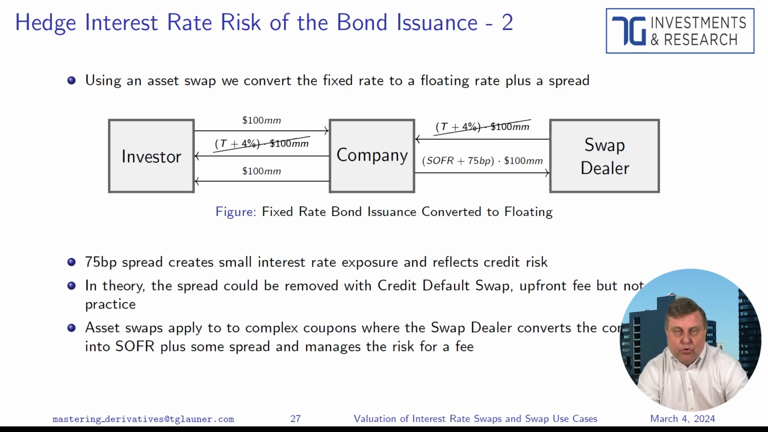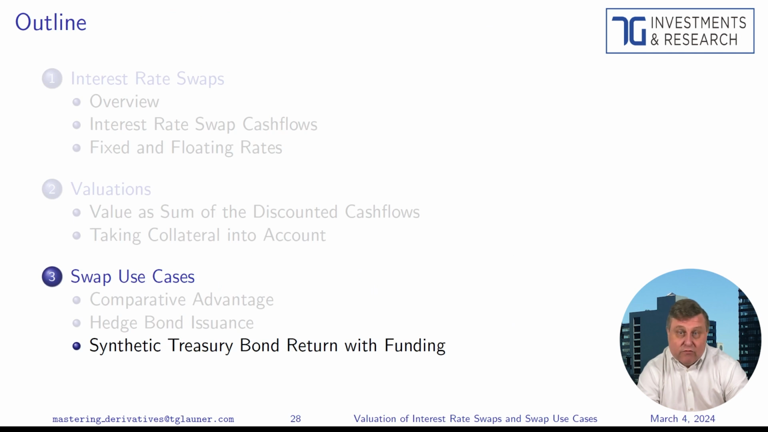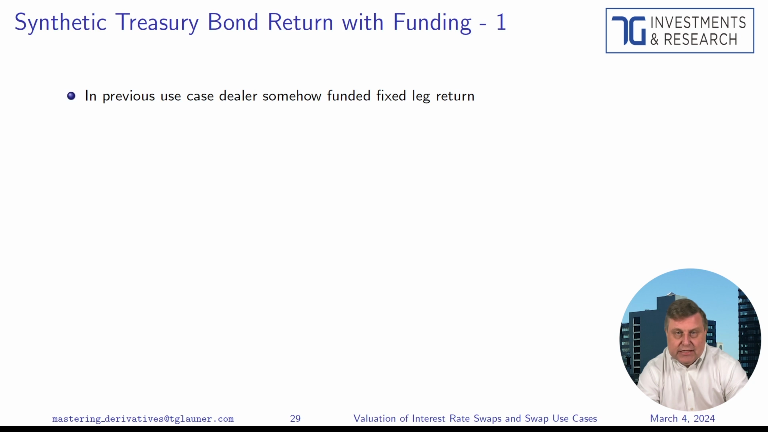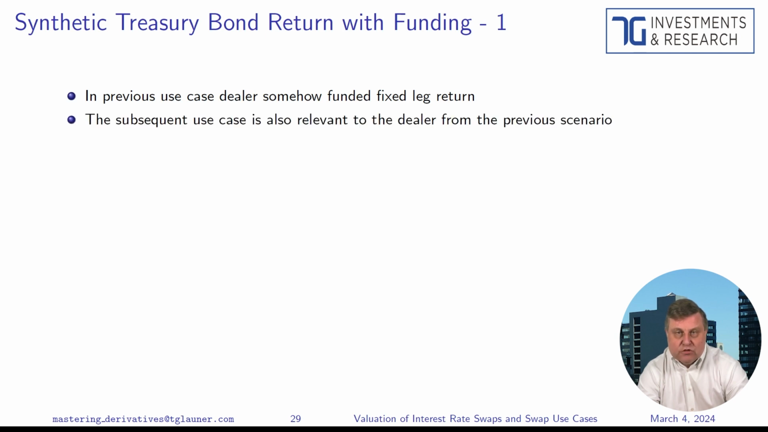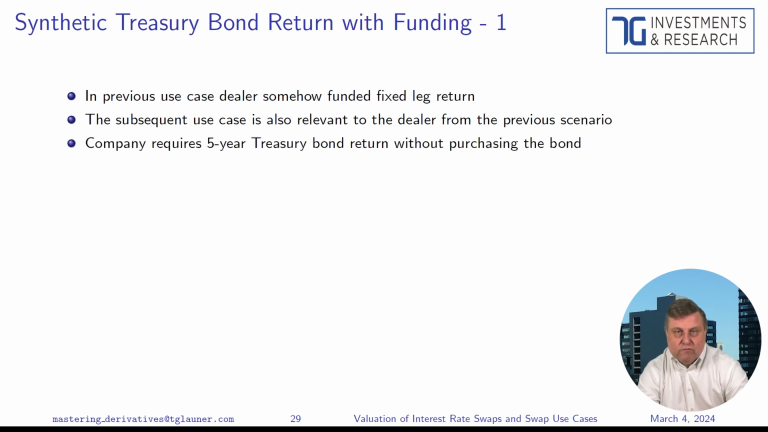Moving on to our third use case adds another layer of complexity. In the previous case, the dealer basically funded the fixed bond issuance with floating rate payments. Here we explore how dealers facilitate funding for fixed returns without direct bond purchases by companies seeking treasury bond returns over 5 years without actually buying bonds themselves.